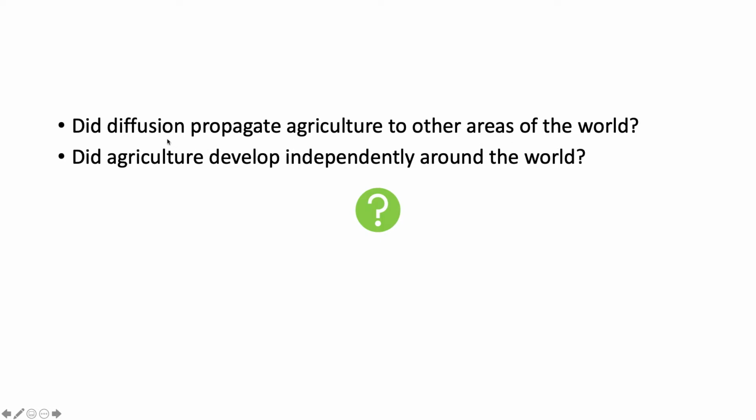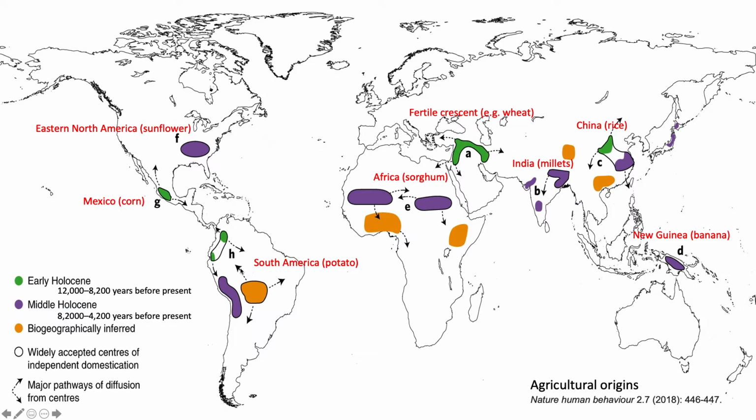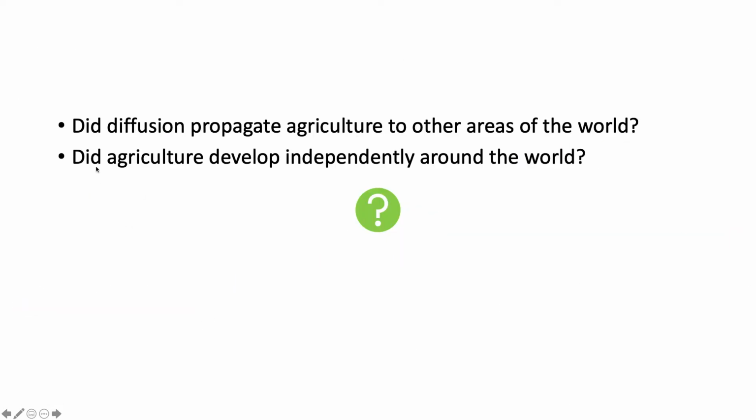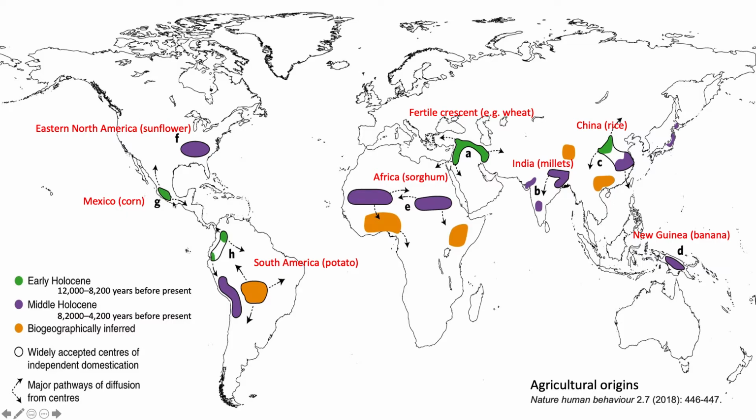If you're talking about the four independent origins, the answer is no. If you're talking about the later agriculture or centers of domestication, like for example over here or over here, then the answer is yes. Now, did agriculture develop independently around the world? Yes, the answer is yes, if you are referring to these areas where domestication or agriculture first started.